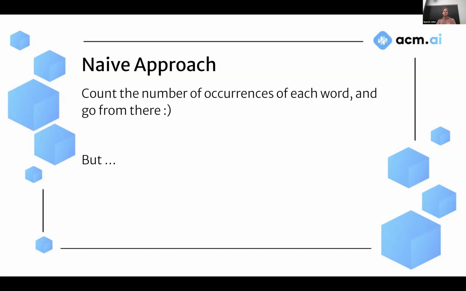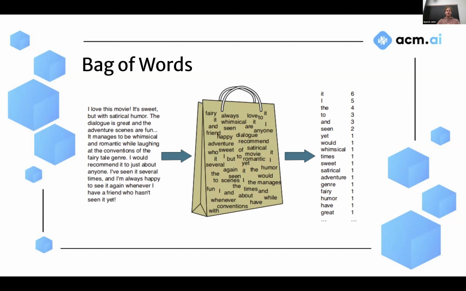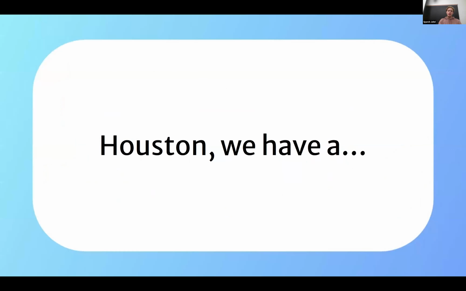One naive approach is to simply count the number of occurrences of each word and go from there. This is called a bag of words model. So it says, I love this movie, it's sweet, but with satirical humor, and then we just count all these words. I, the, to, and so on come up a lot. But this isn't very great at capturing context.